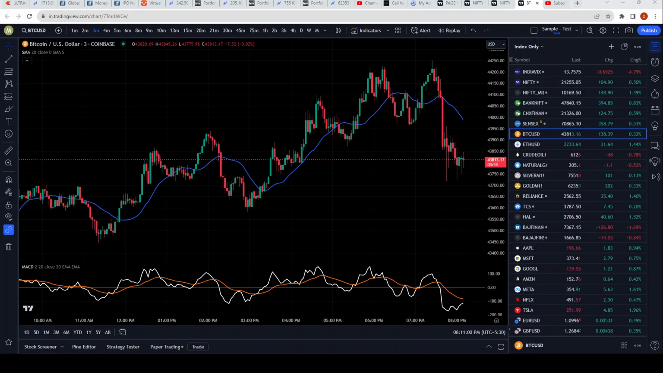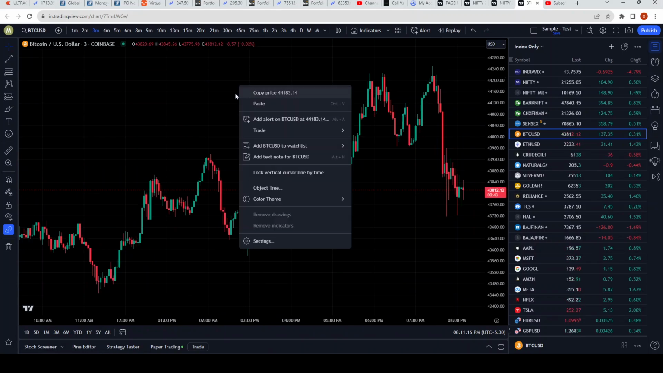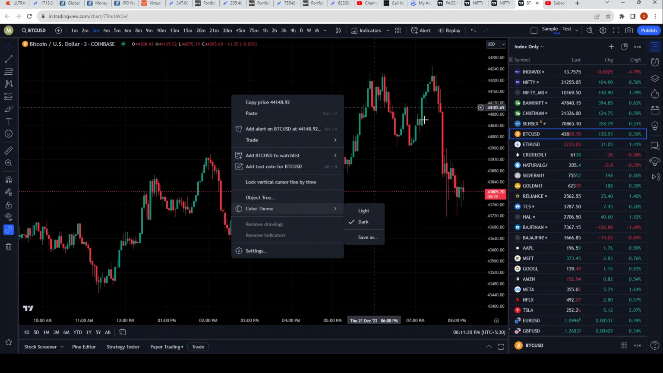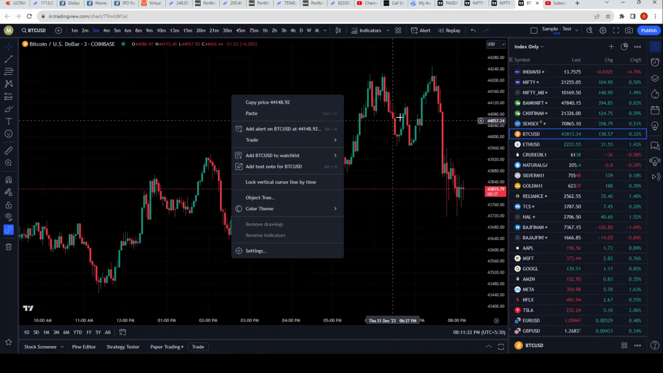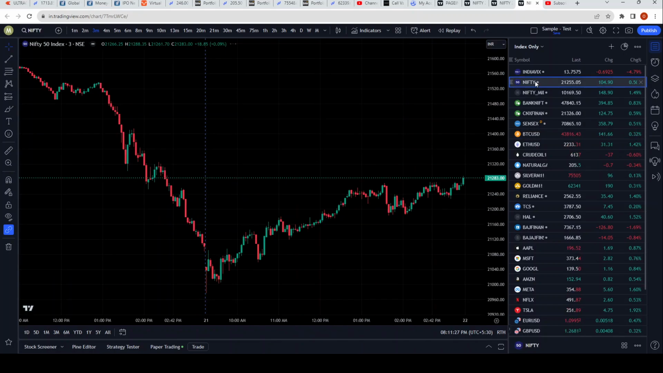As you can see on my screen, I've got the Bitcoin chart open. It's currently showing the live market. So what I'll do is I'll first of all take away all indicators. So I'll delete all indicators. Okay, that's it. So now we have no indicators, and I'm only using Bitcoin because it's active right now. Let's switch to Nifty, which is closed now.